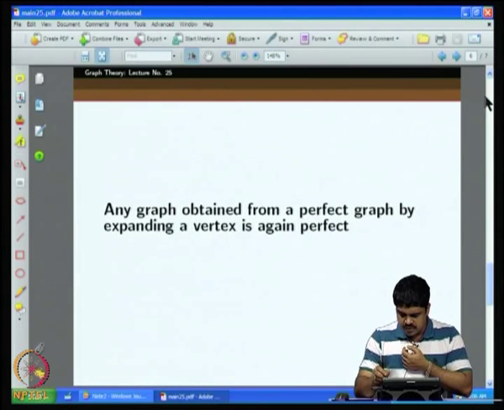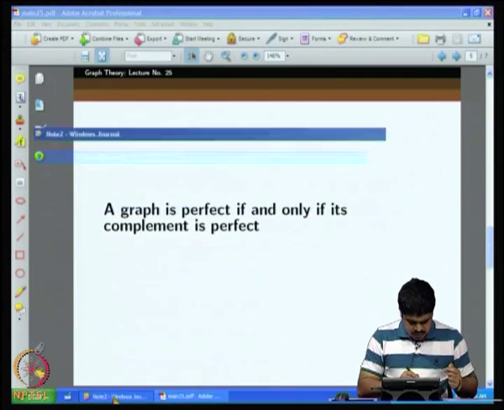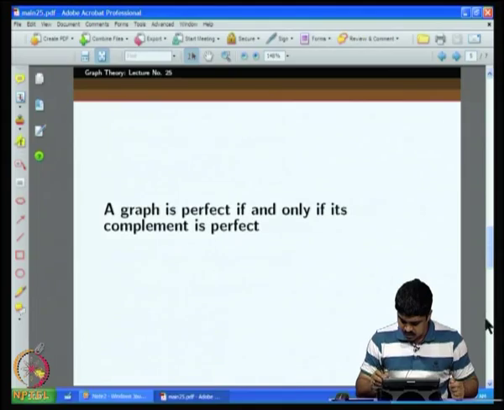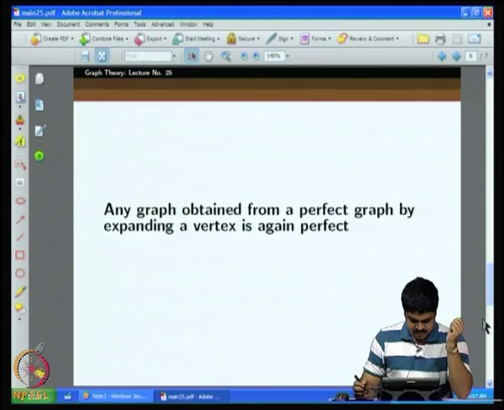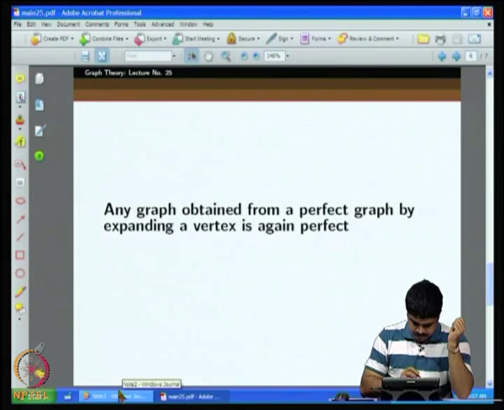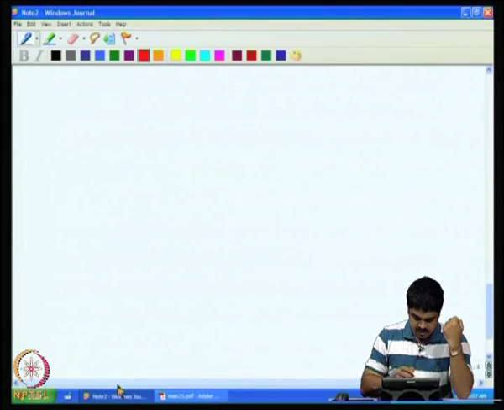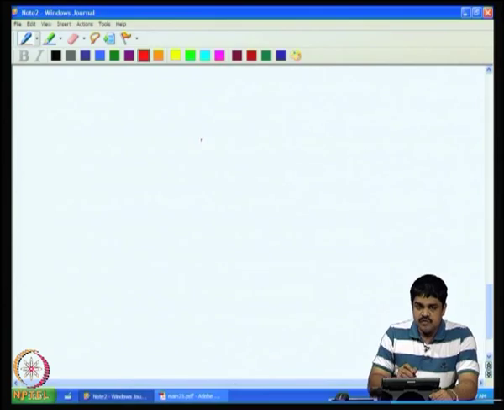Now our intention is to look at this. To do that we need a lemma developed by Lovász. It says a graph obtained from a perfect graph by expanding a vertex is again perfect. What do we mean by that? First of all, we have this operation called expanding a vertex.